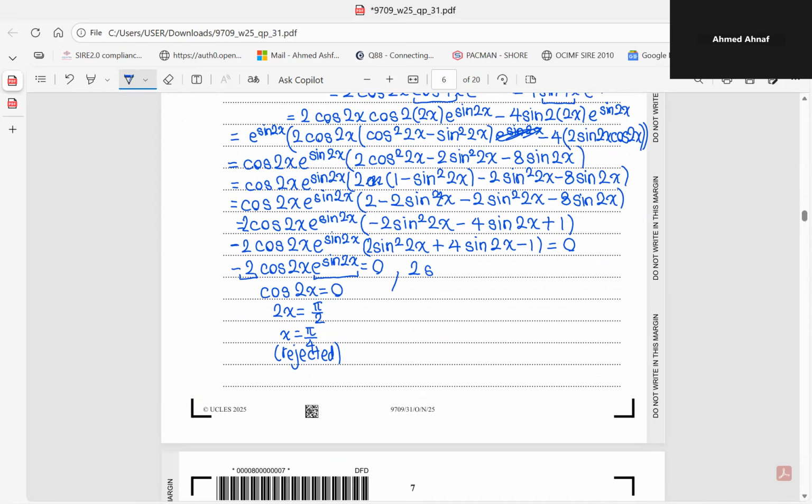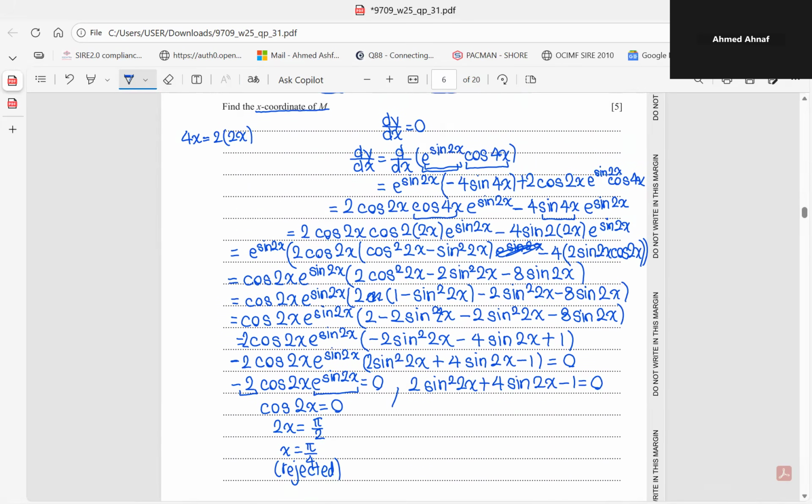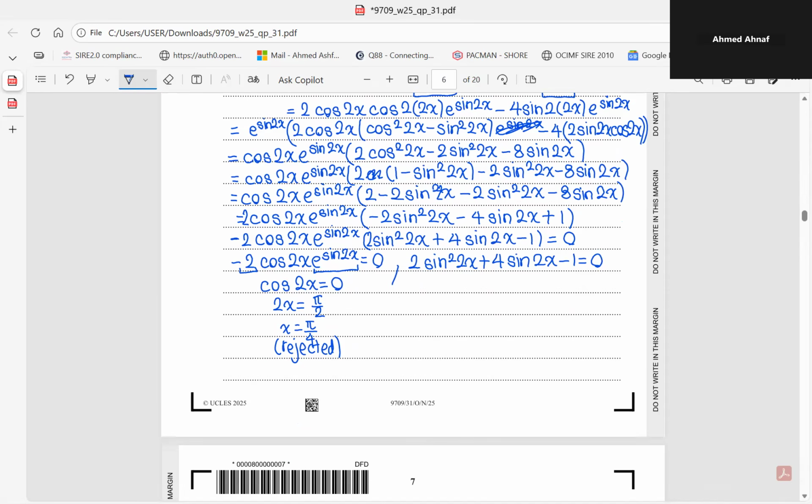So sine squared 2x plus 4 sine 2x minus 1 equals 0. You can see that this is a hidden quadratic in terms of sine 2x. So how do we deal with this? We're just going to deal with it like any other quadratic equation. We see if we can factorize first, or you can just straight away use the quadratic formula. Unfortunately, you cannot factorize. So, onto the quadratic formula.